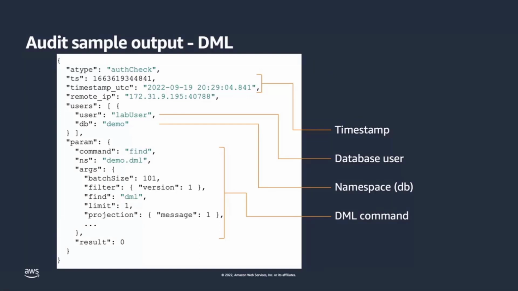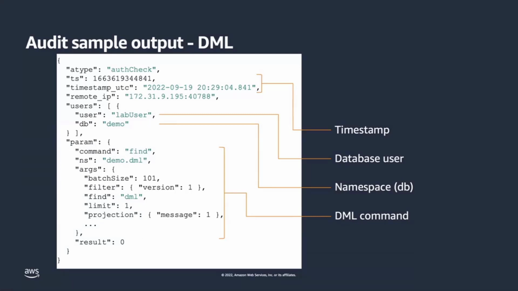Here you see an example of that DML operation. Again, the action type, or A type, is auth check. We see the timestamp of when the operation occurred. We see the IP address of the client that connected to the database to execute this operation. And we see who it was: lab user connected to the demo database. And then here we see the command. The lab user executed a find command on the DML collection in the demo database. DML just happens to be the name of a collection I used for this demo. There's no other significance there. I just want to make that clear.